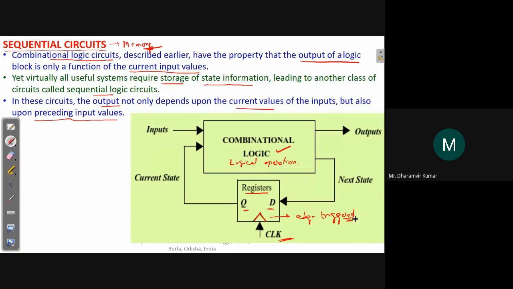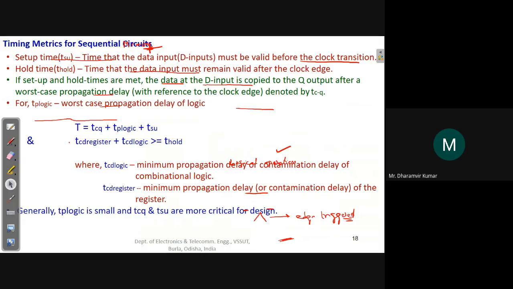Okay. We can have level triggered and edge triggered types of memory. Level triggered memory are called latches, and edge triggered memory are called, what are the examples? The examples are flip flops. Okay.